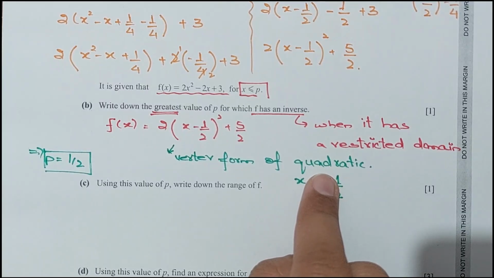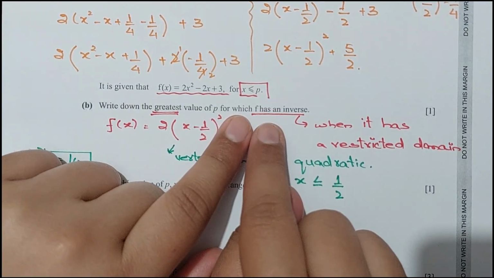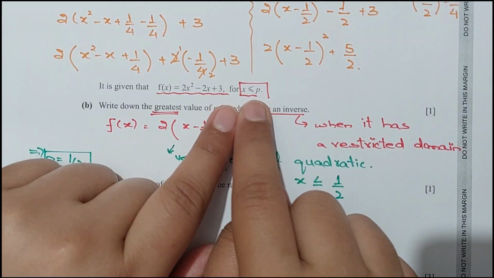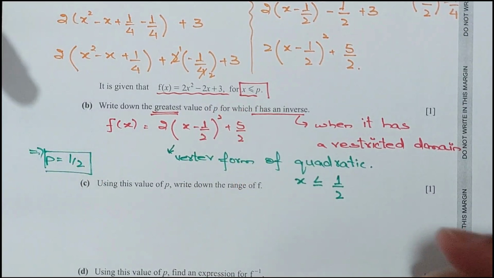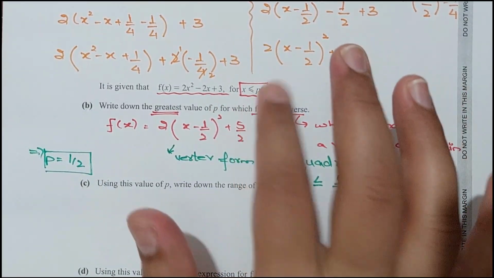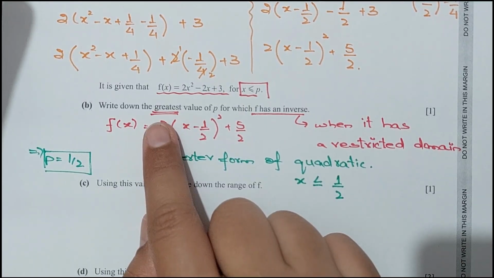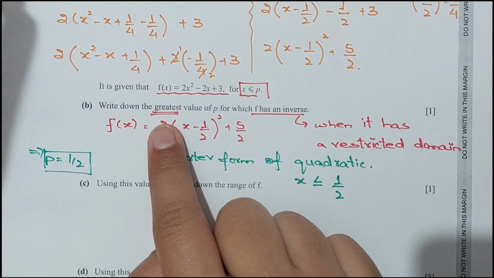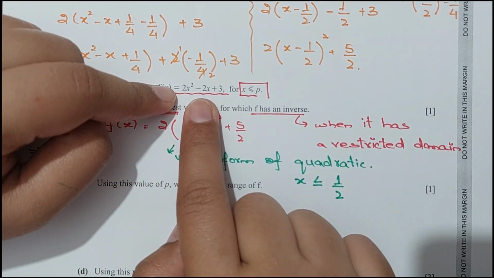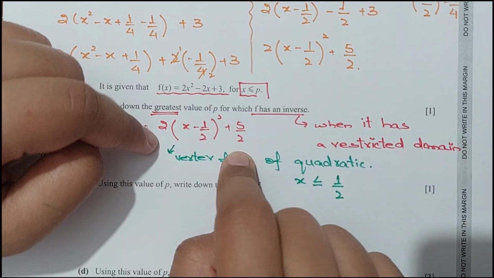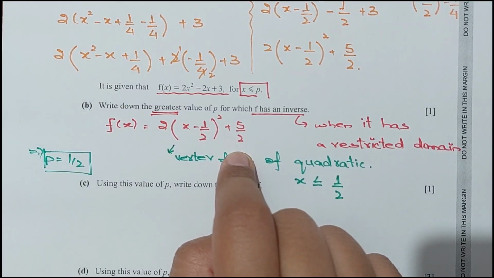Let me repeat it one more time: the function has an inverse when it has a restricted domain. So when the domain is restricted, with x values less than or equal to some number, it means the inverse of that function exists. So we have to write down that largest value of p. When we convert the standard form of a quadratic into the vertex form, we can easily find its domain and the range as well.